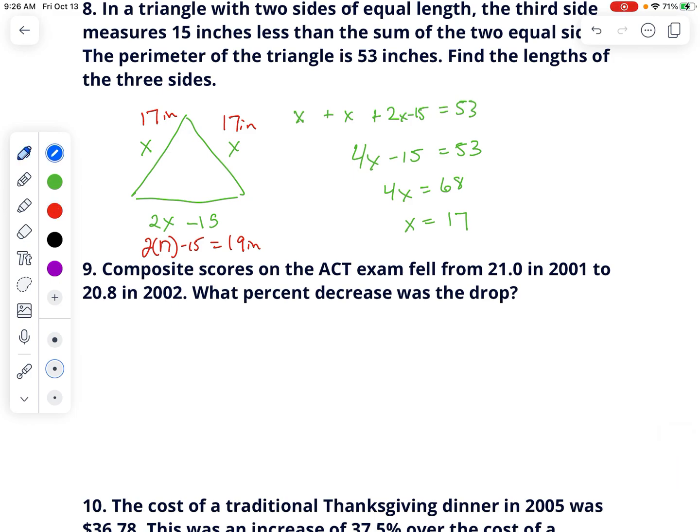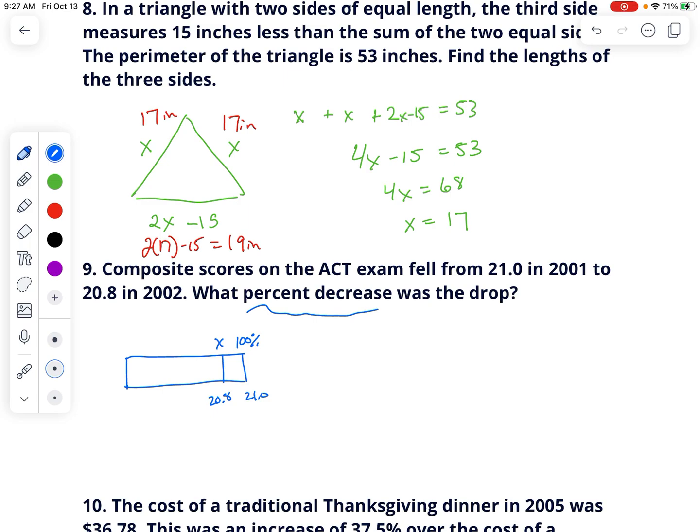All right, the next one. Composite scores for the ACT fell from 21.0 in 2001 to 20.8 in 2002. What percent decrease? Percent decrease was the drop. Talking about percentages, I'm going to use a tape diagram, starting at 100%, and it went down. We don't really know what it went down to. It started at that 21.0, and it dropped just a bit.